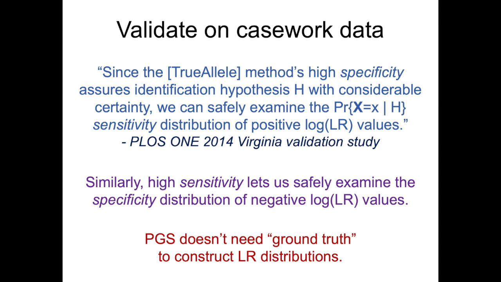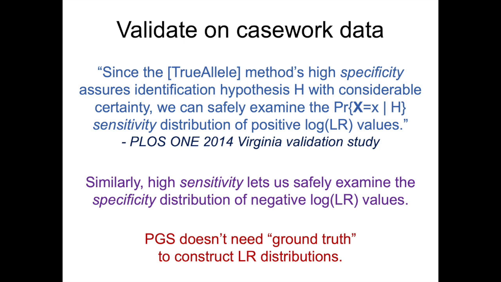Since the TrueAllele method's high specificity assures the identification hypothesis with certainty, that means that if you look on the left, if you get a negative value, with very high probability it's a non-contributor; if you get a positive score, the left distribution is telling you it's very unlikely that it's a false positive. That's what we're saying, because the specificity is high and the error rate of false positive matches is incredibly low. Therefore, you can study the contributor distribution safely. You don't need ground truth because you have the error rate from the left distribution of non-contributors telling you that when you see a positive score, it's really almost always a contributor.